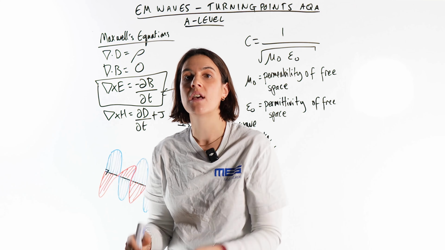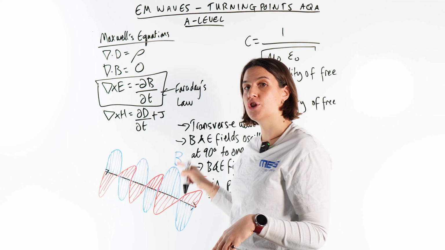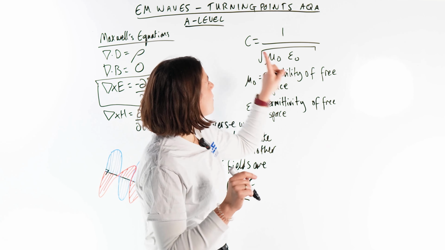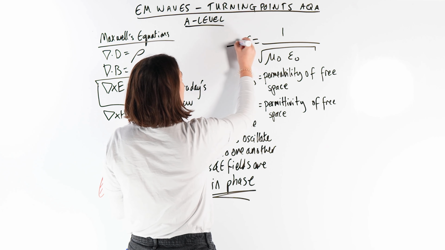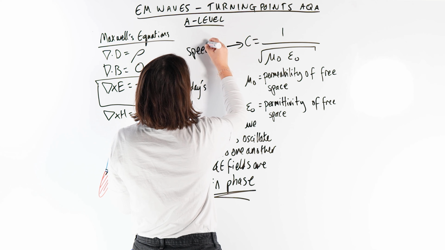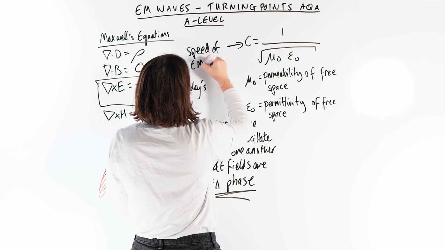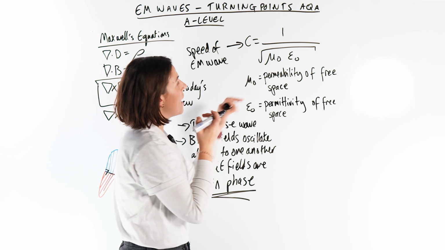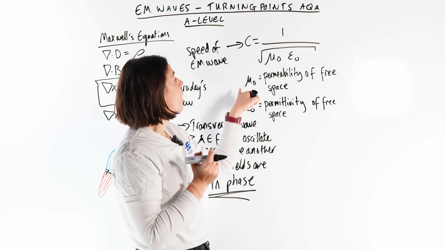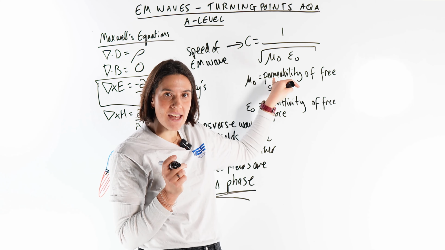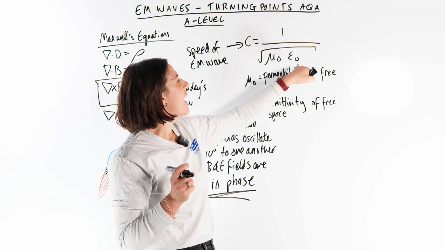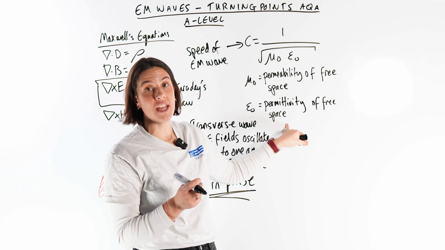Right. Using these equations and combining them, Maxwell came up with an idea that there's a set speed that these waves should travel at. And it was given by this equation up here. c, which is the speed of the EM wave, depended on these two constants here. Mu naught being the permeability of free space, and epsilon naught being the permittivity of free space.